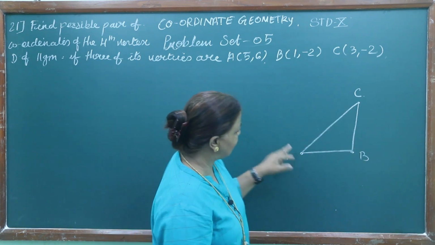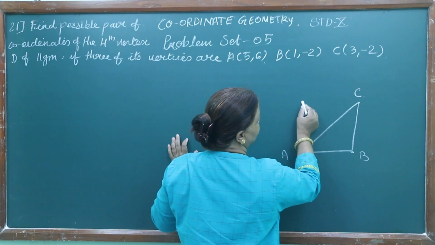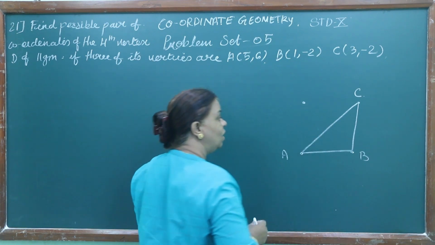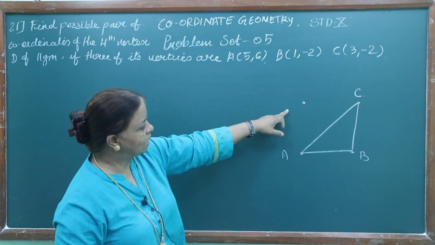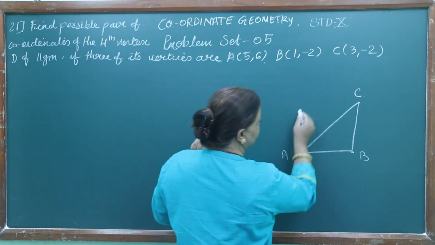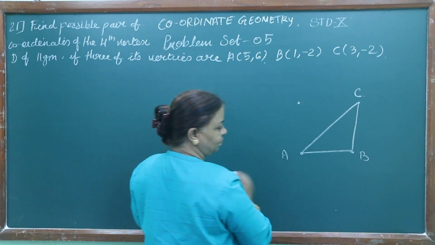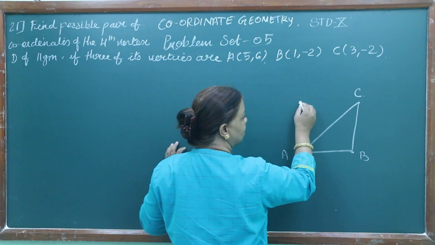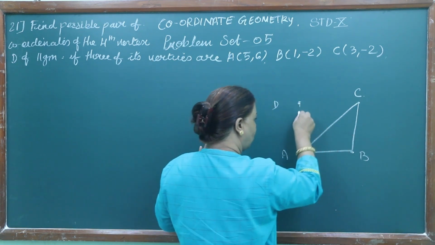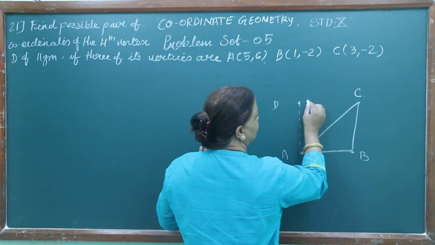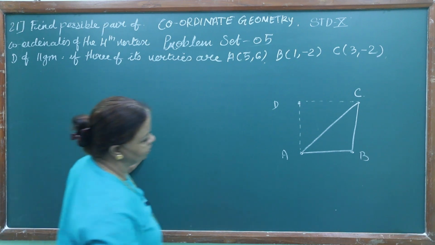Now if this is the triangle, where can D be? Suppose I am keeping it here, D. Parallelogram means opposite sides are equal. So I have to place point D in such a way that AB comes out to be equal to DC. Means my point D is here. Okay, but it is forming a parallelogram. Therefore opposite sides are equal. So what can I say here now?